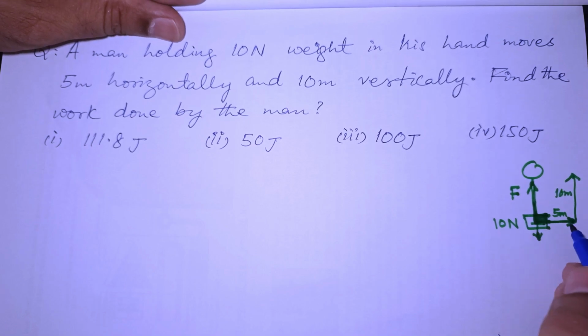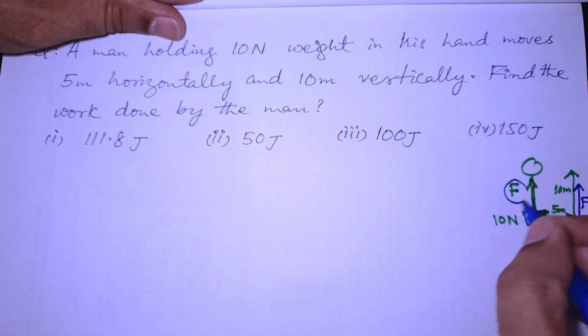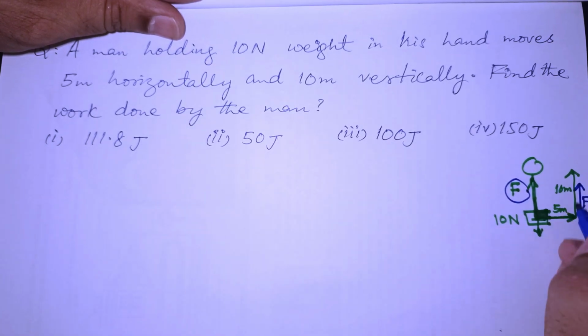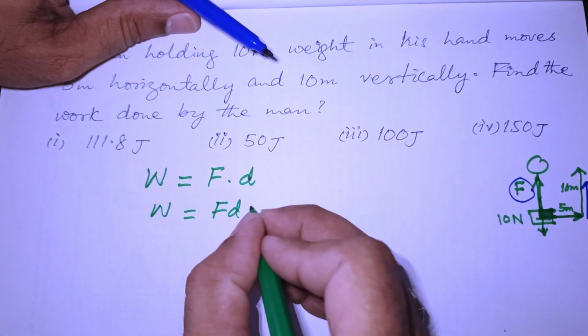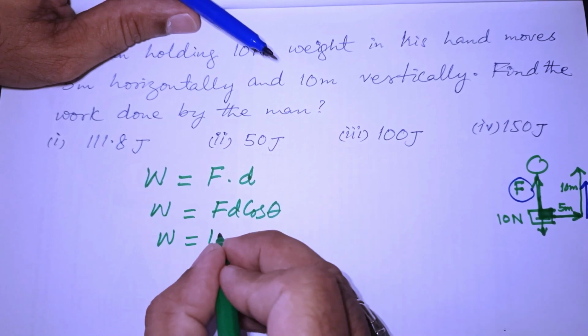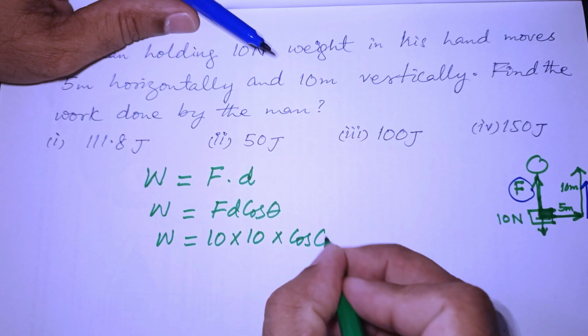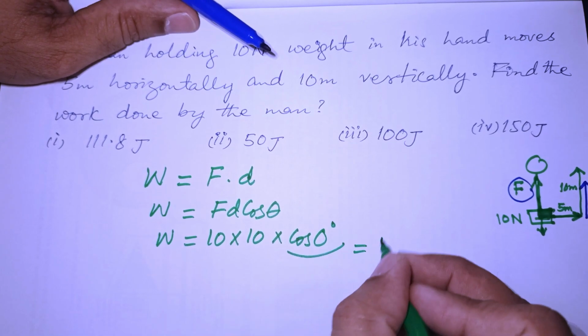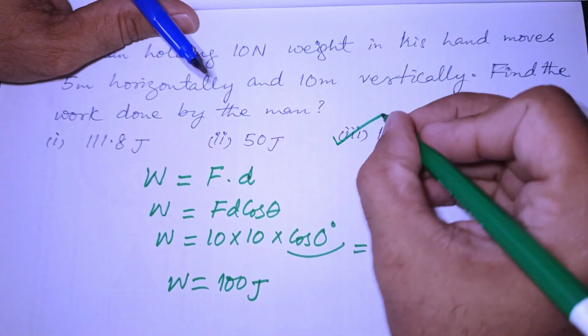In the second case, we can see that the direction of force is this one, and the direction of displacement is also in the same direction. The work done, which is equal to F dot D, we can write as FD cos theta. F is 10, displacement is also 10, and cos 0 degree is equal to 1. So W is equal to 100 joules. This is the correct option.